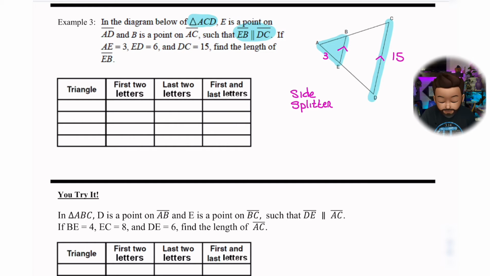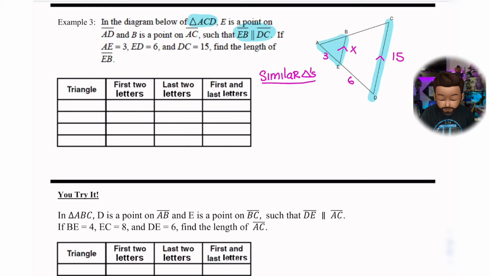So they tell us some of the values in the problem, and I'm going to label the diagram carefully. So AE is 3, we have DC is 15, ED is 6, there it is, and the length of EB is what we're trying to find. So we're going to label the thing that we're trying to find as X, right?